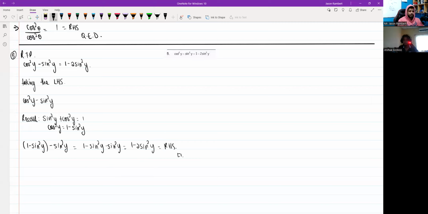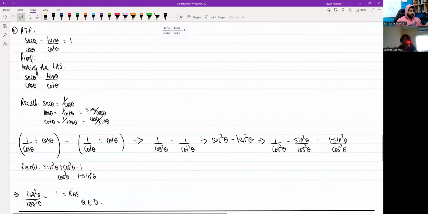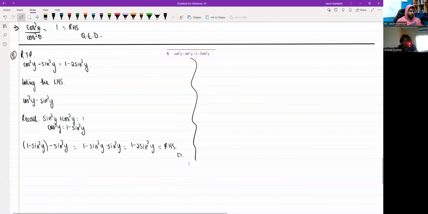Now, I just want to show you a little versatility. If I wanted to take the right and prove the left, we could work backwards. If I want to take the right and make it equal to the left, I can work backwards. I'll split this up as minus sine squared y minus sine squared y. Then I'll group this and say, well, this is cosine squared y, and I get my proof. But that is not the only way to do it.